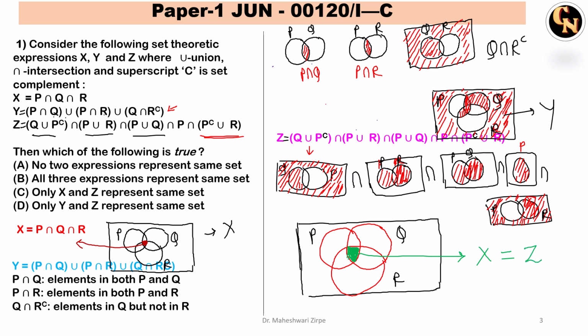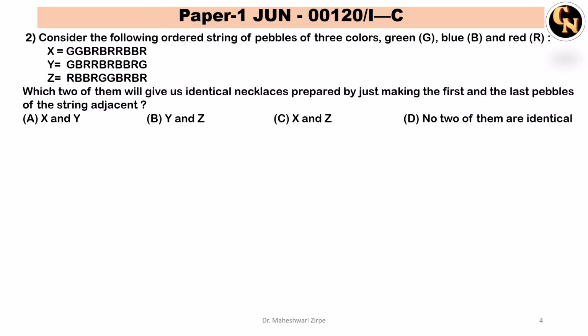That's the reason why your answer would be C. C is the correct option, where only X and Z represent the same set. Followed, students? So this way you can solve this using a Venn diagram. Set theory can be solved using a Venn diagram. So option C is the correct option. Let us go to the next one.